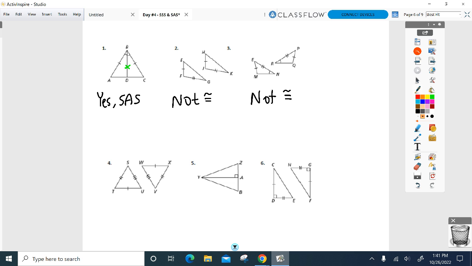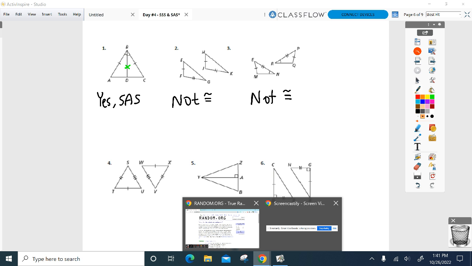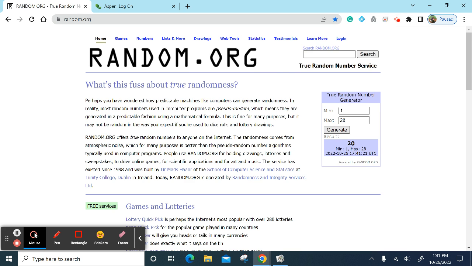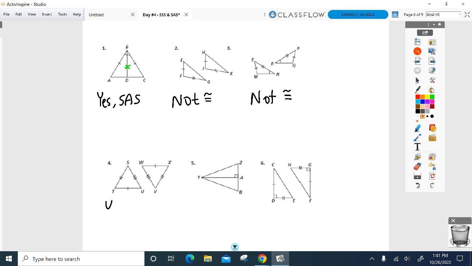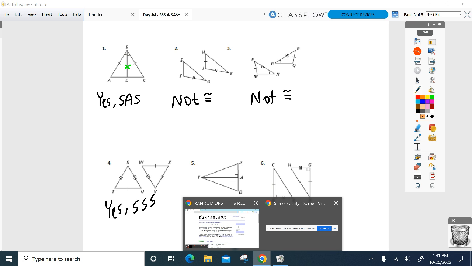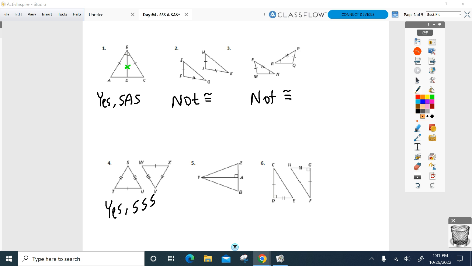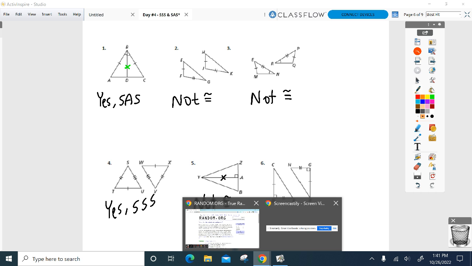How about diagram 4? How about those 2 triangles? Yes or no, and if you're going to say yes, give me the method. Yep. Side, side, side. How about diagram 5? What are you looking at here? No. Hopefully you marked your own reflexive side, but even that still didn't do it. Side, side, angle is not a method, right? So no, not congruent.